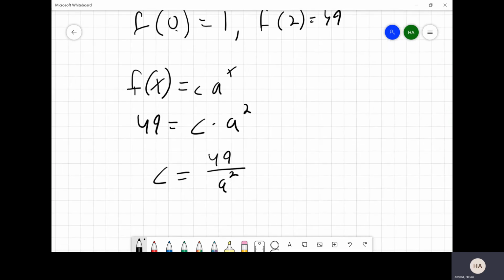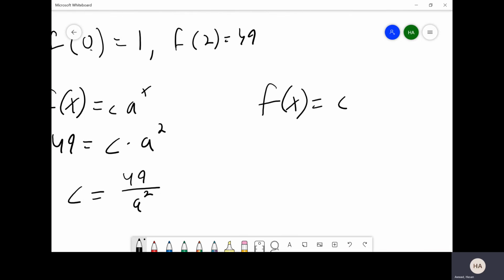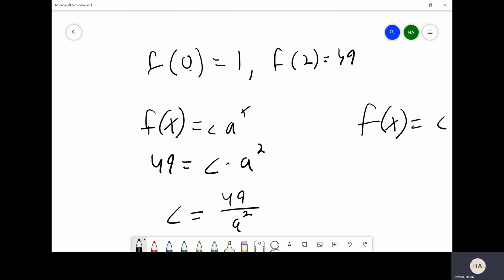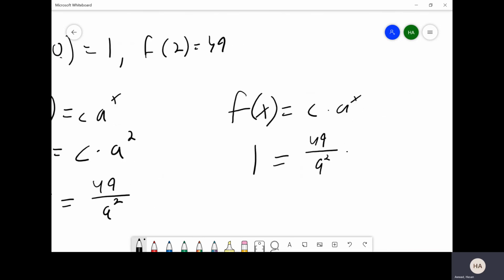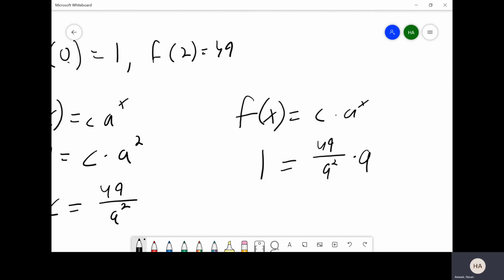So now going back, setting this up one more time, f of x is equal to c times a to the x. And now we're going to use the other piece of information. Now we're going in the opposite order. We have f of 0 is equal to 1. Well, that means we have 1 here. We have c, but what is c? c, we just figured out, is 49 over a squared. So that means we have 49 over a squared times a, and then what was my input? My input was 0. So 49 over a squared times a to the 0.